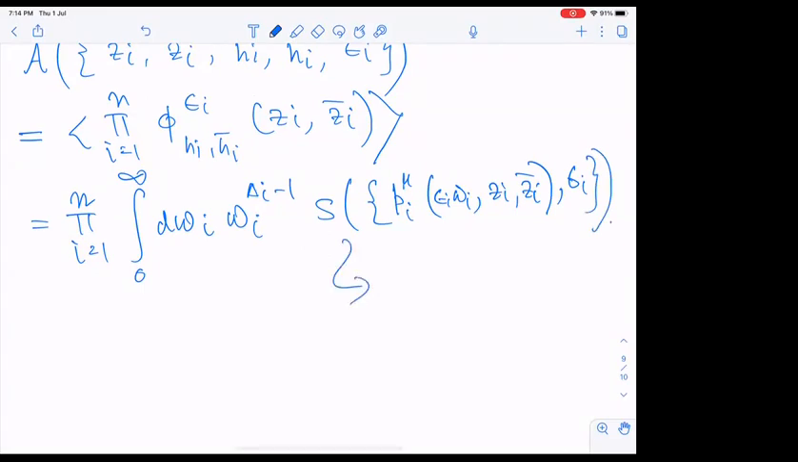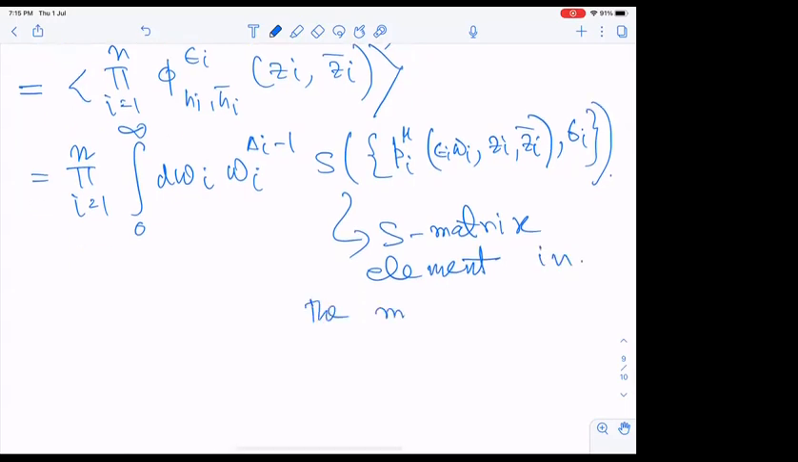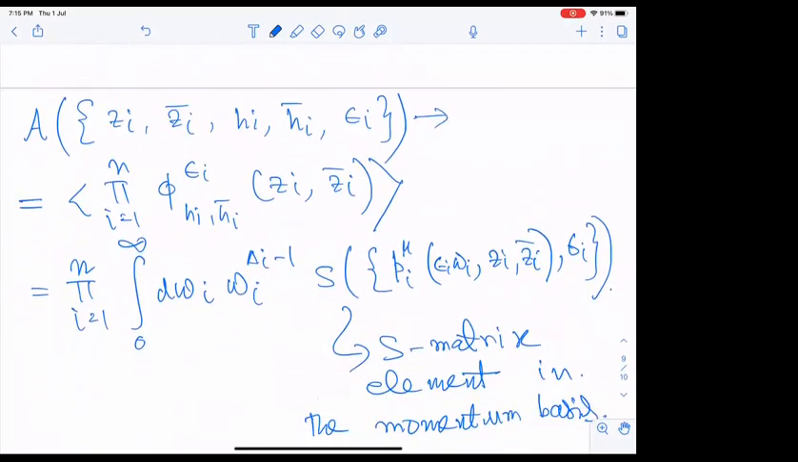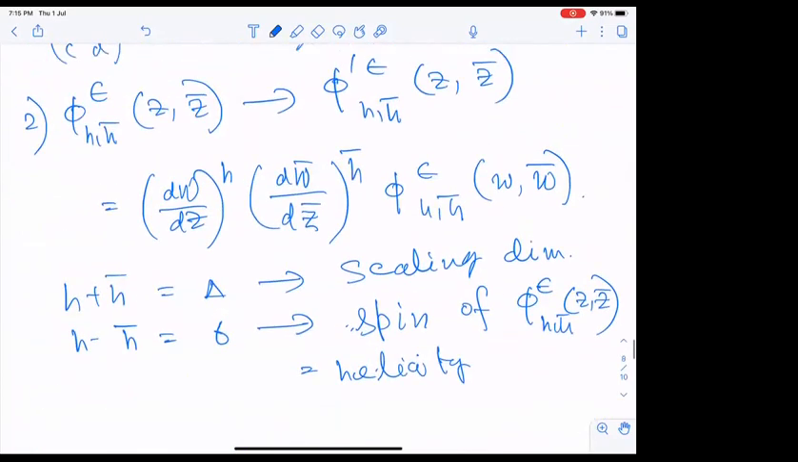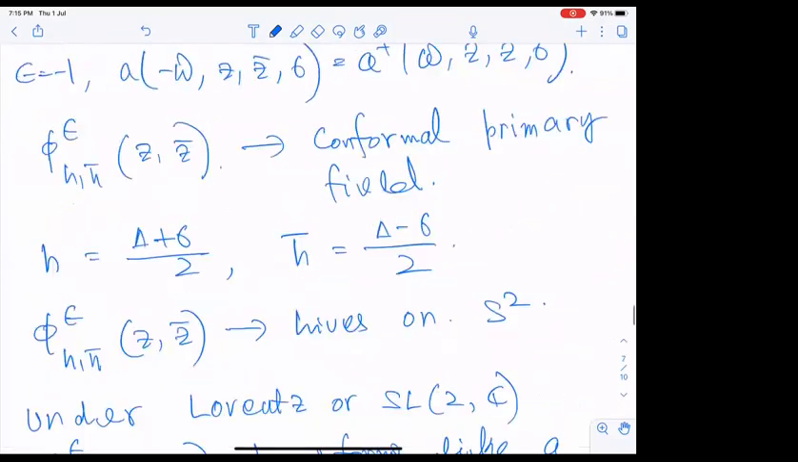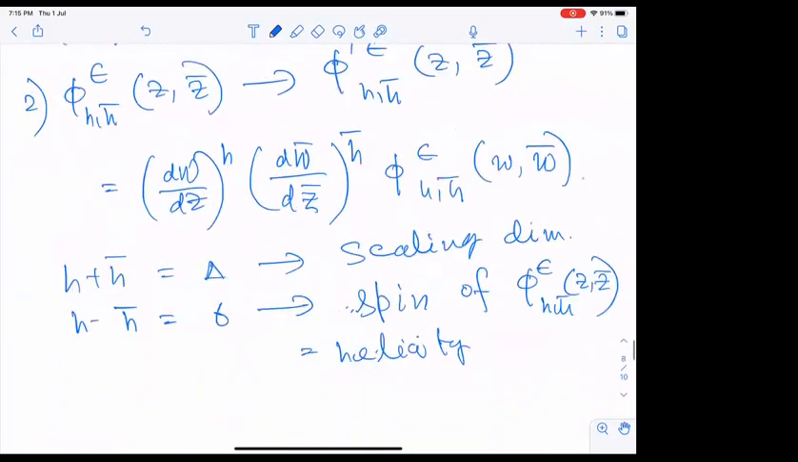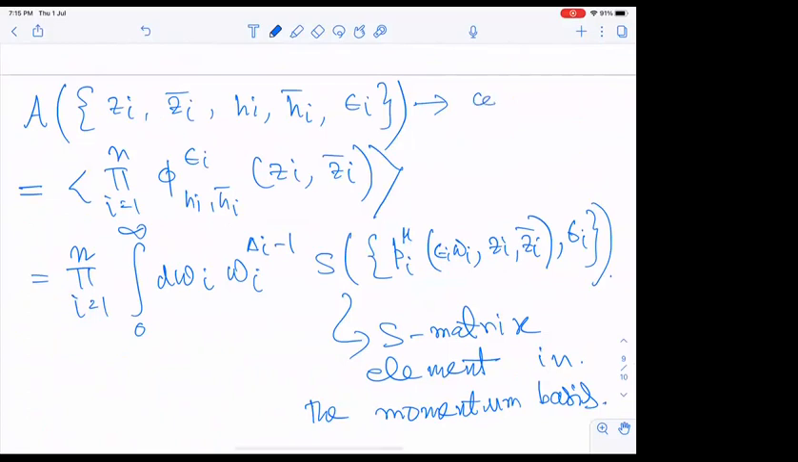Now what is this? This is the S-matrix element, or the scattering amplitude in the momentum basis, the standard one which you compute in all quantum field theory books. And then what is this A? This transformation is sometimes called a Mellin transformation, and this is also called a celestial amplitude or Mellin amplitude.